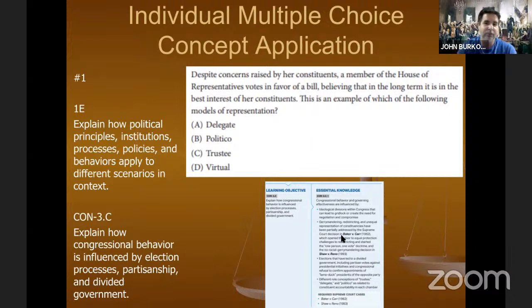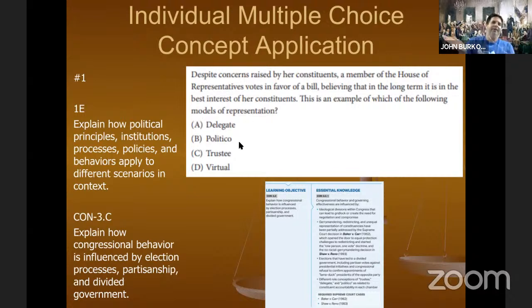Again, the CED includes this. It's down here. They don't define it or describe it for you, but they do list it. Let's go through. Delegate, political, trustee. Those are the actual three that are listed in the CED. Virtual? First of all, it's a directly elected House of Representatives, so that's just out. Delegate, remember, the representative is doing it based on what their constituents want. They're not voting that way in this particular case.